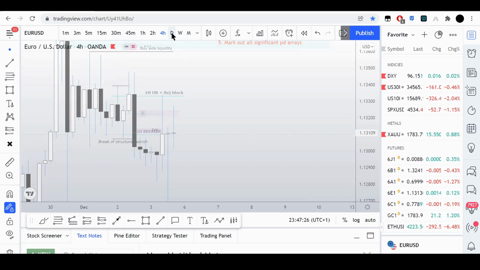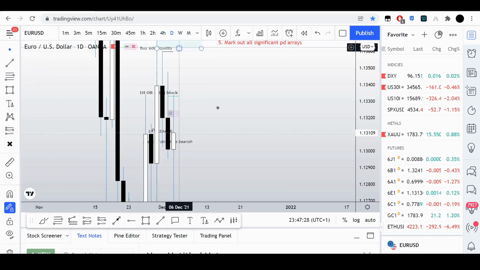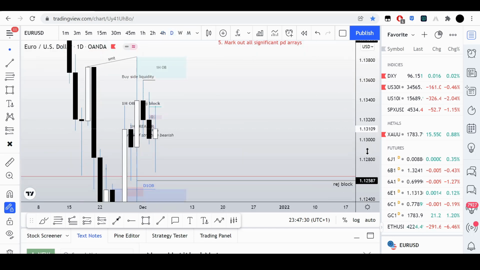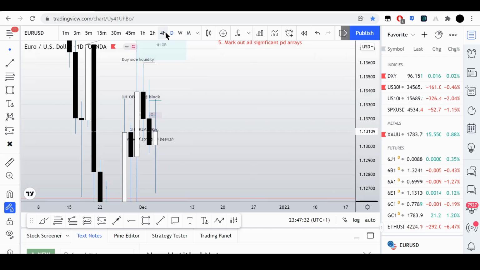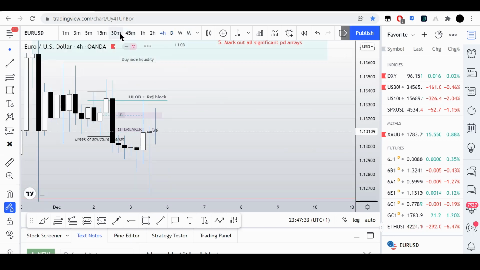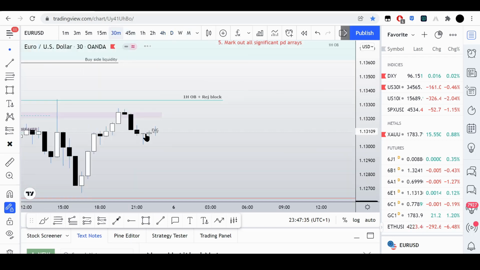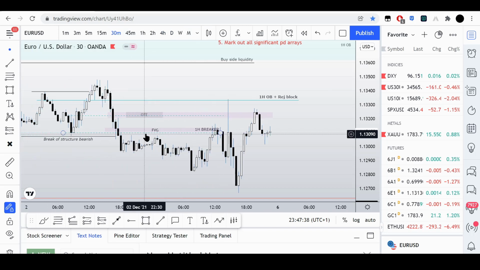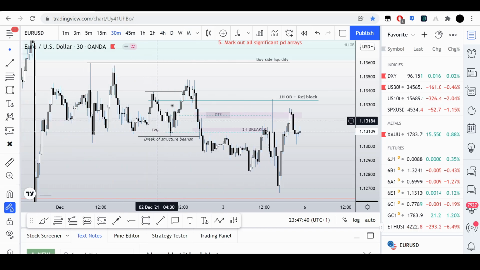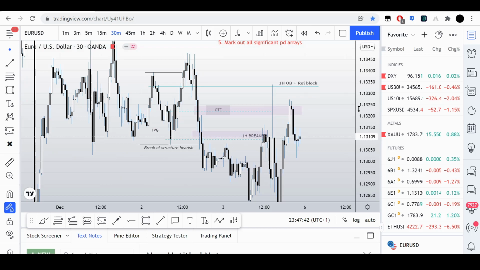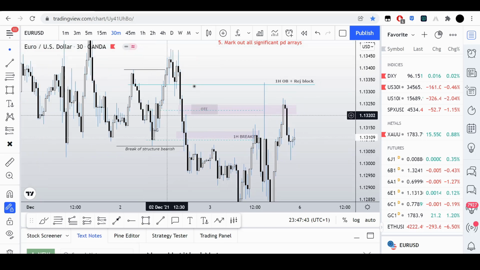When you go to the daily, let's see what the daily did. Okay, so nothing on the daily. We're just building context. We're basically building up a lot of confluence. All right, so now that we have all that, we have our PD arrays.